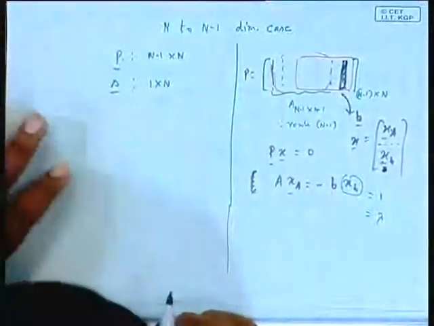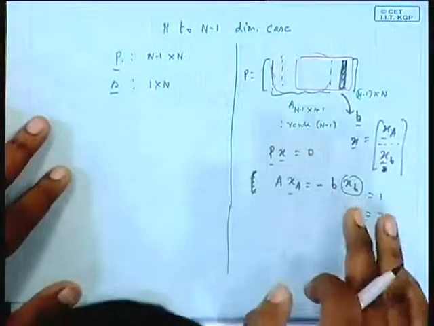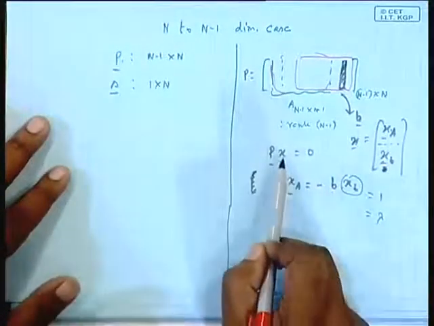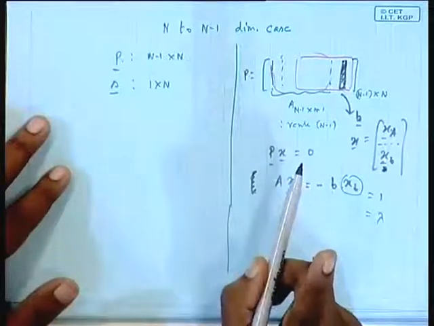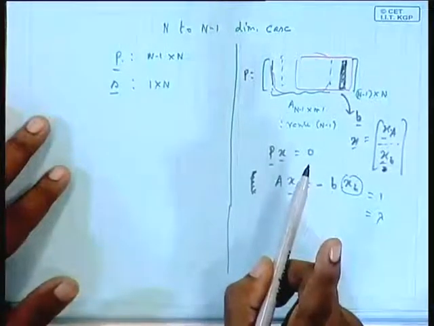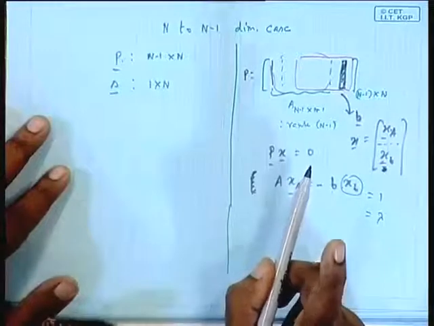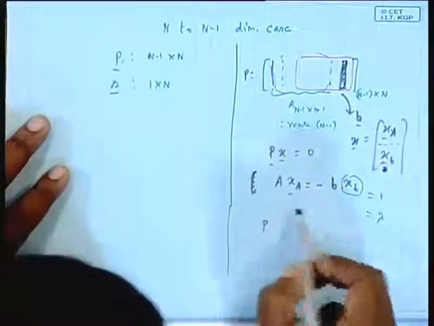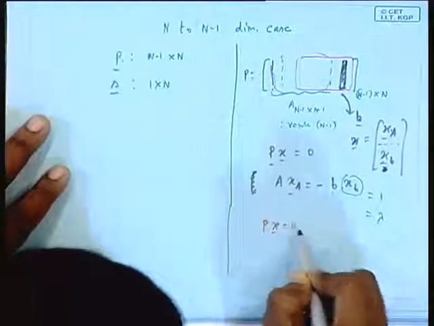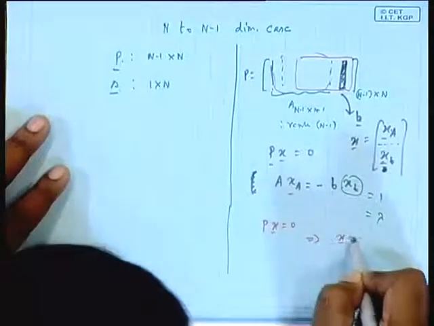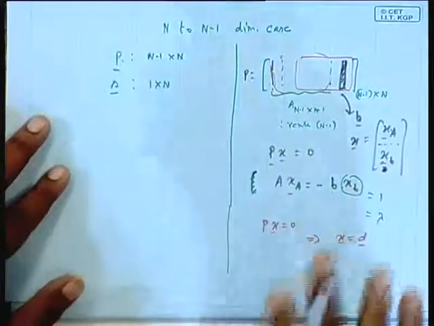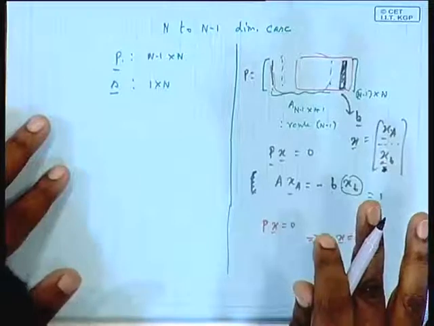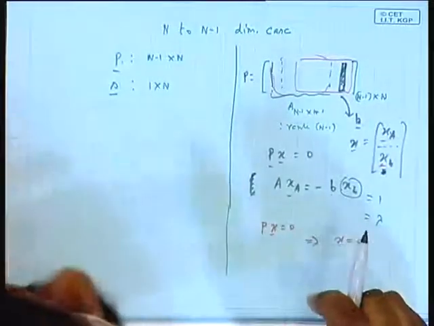So that means the essential thing is, if I solve for Px equal to 0, all solutions are just a scalar multiple, only one basic solution. So that solution I call, say, x equal to d. It could be any solution, say x equal to d. D is called, I don't know why, a projection vector.